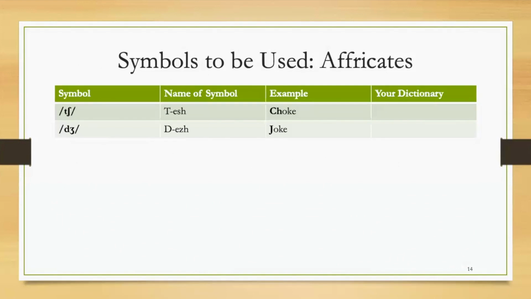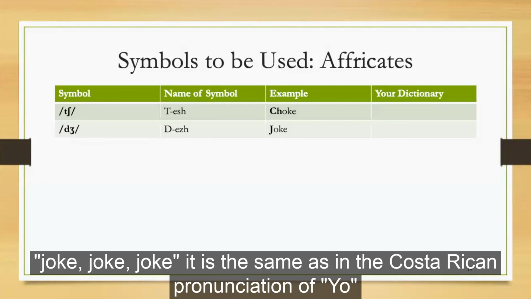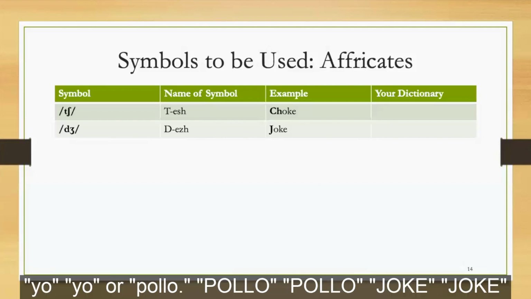The edge sounds j, as in joke. It is the same as in the Costa Rican pronunciation of yo, or pollo, pollo.